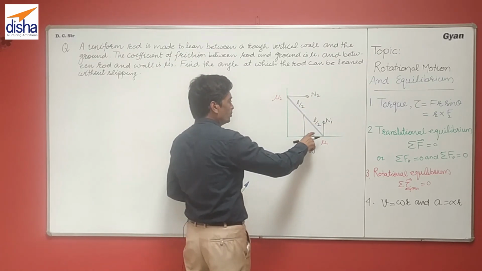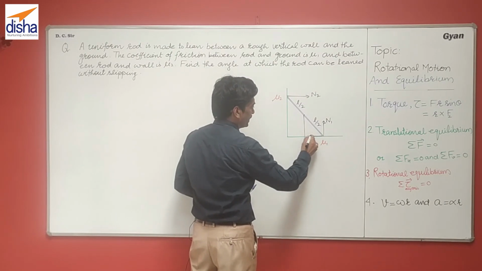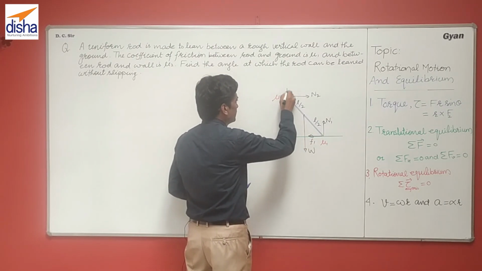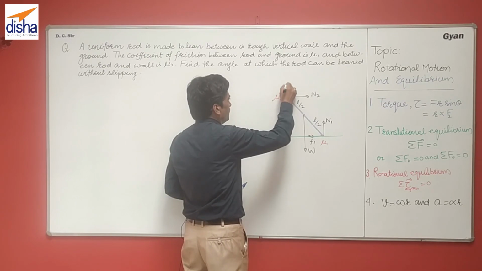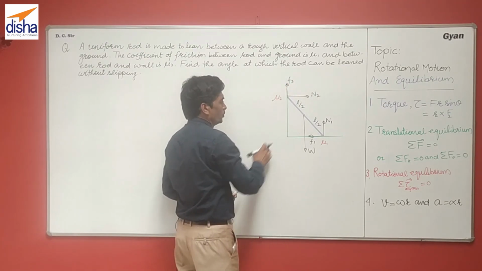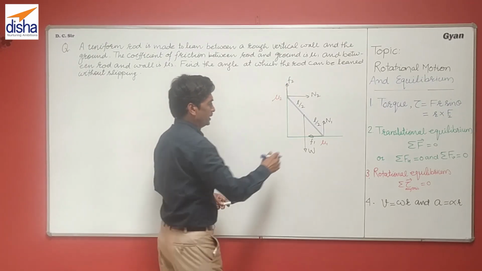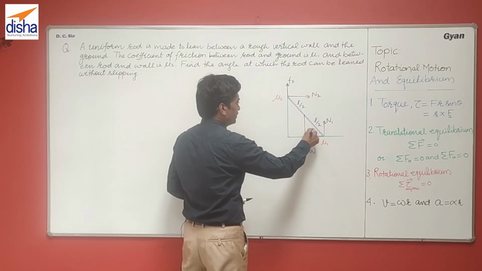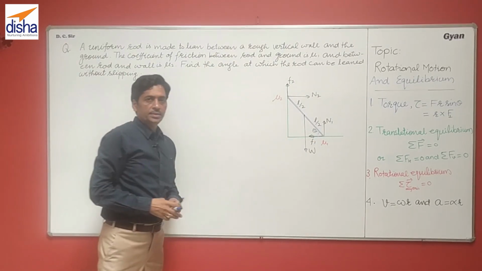The rod tries to slip this way, so friction acts in this direction, F1, and here it is F2, because this end tries to move downward. Okay? Now let theta be the angle which we need.